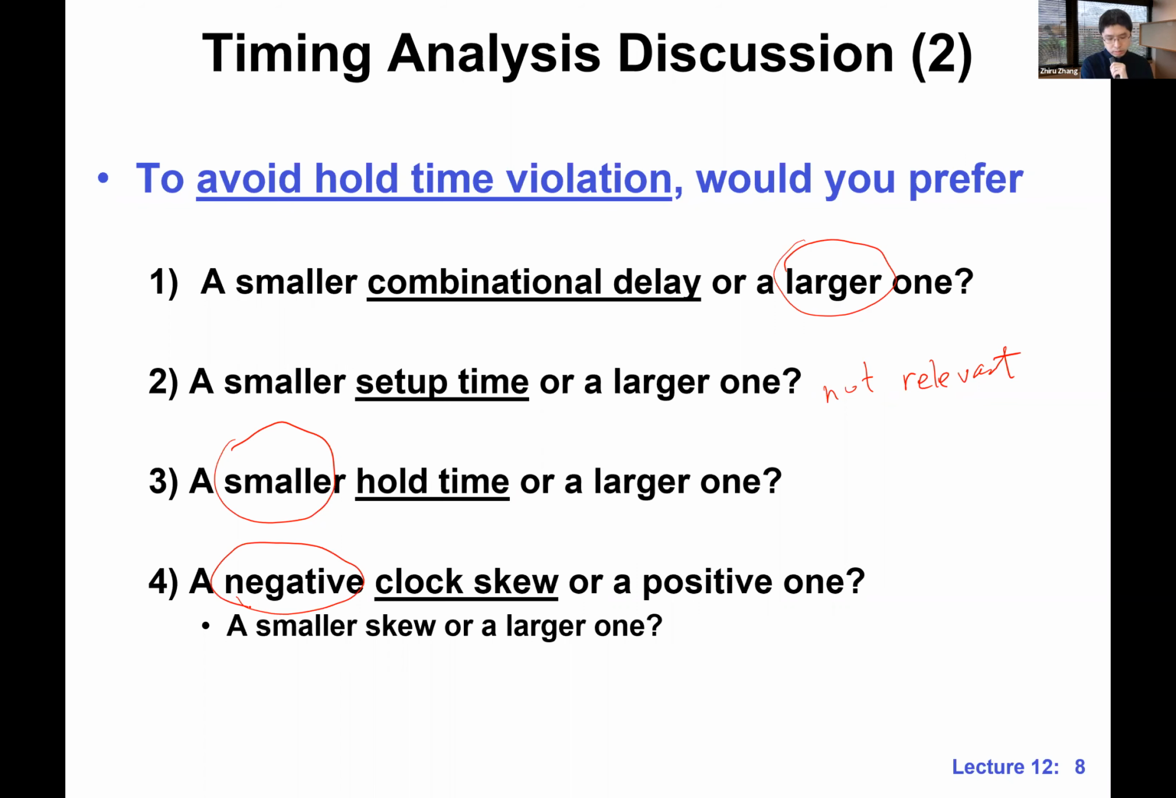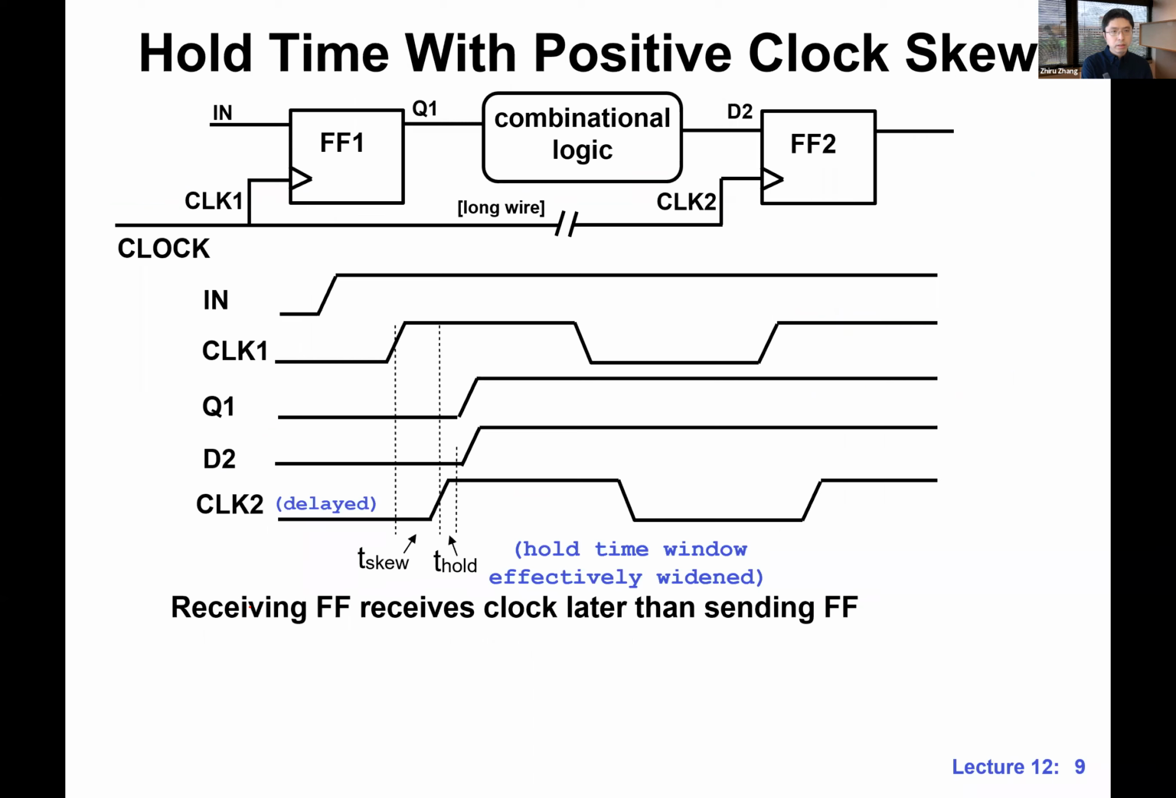So we'll see also, do we want a smaller skew or larger skew? All right. Hold time with clock skews. This is something that we did not discuss last time, so let me try to be a bit slower. Over here we have positive clock skew, which means that the receiving flip-flop, FF2, is seeing the clock later than FF1. That's where we have this positive clock skew.